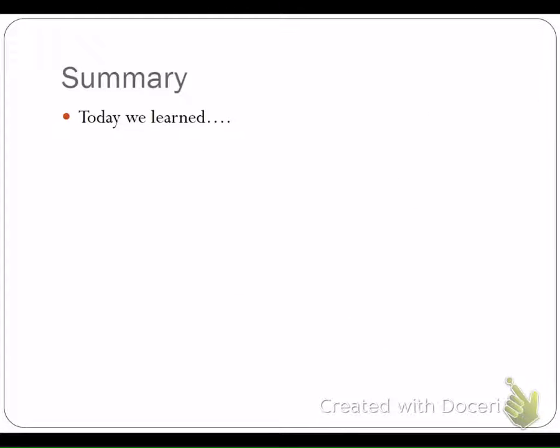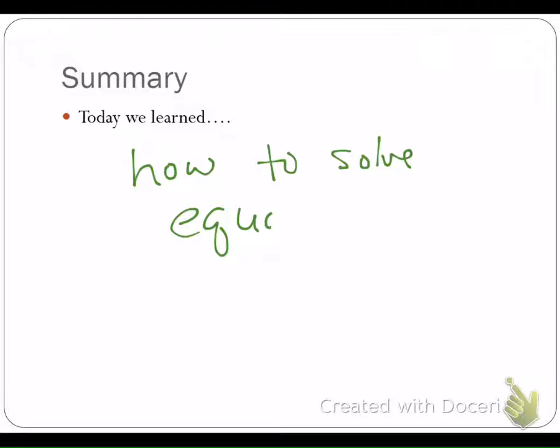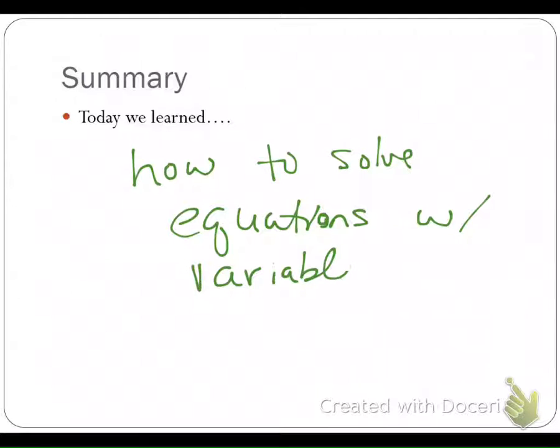Okay. All right. Onward. Whoa, quick summary. Today we learned how to solve equations. That's often a good strategy, but let's make our sentence make a little more sense. Today we learned how to solve equations with variables on both sides.